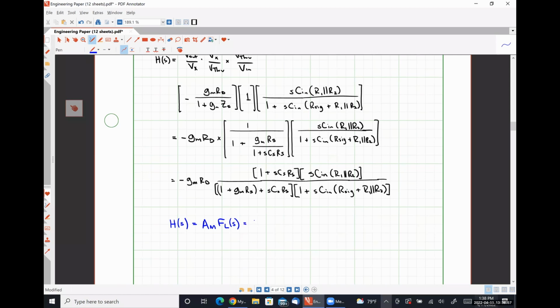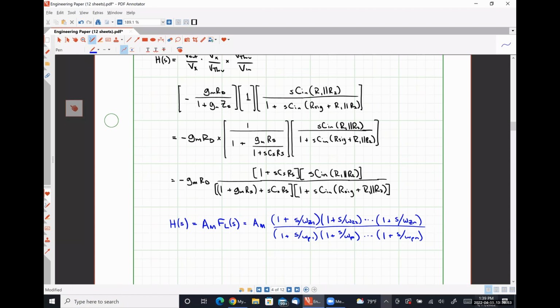So this would be effectively AM times 1 plus S over omega Z1 times 1 plus S over omega Z2 all the way out to 1 plus S over omega Z sub n, divided by 1 plus S over omega P1 times 1 plus S over omega P2 all the way out to 1 plus S over omega P sub n, which is the form effectively that we have. Or it's close enough to where we can figure out what our poles and zeros are by inspection.